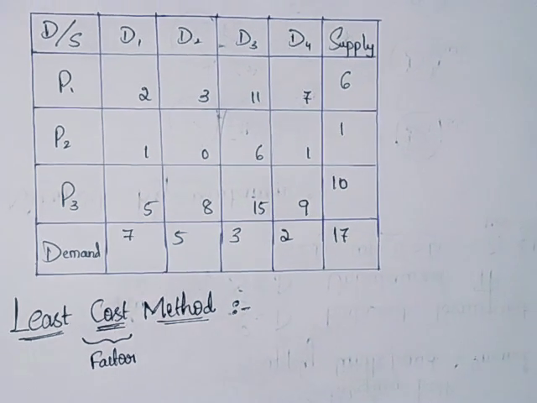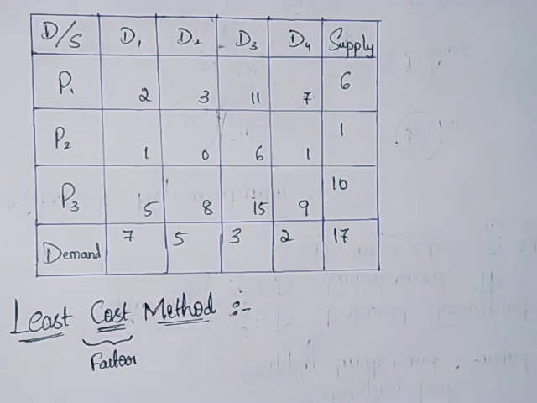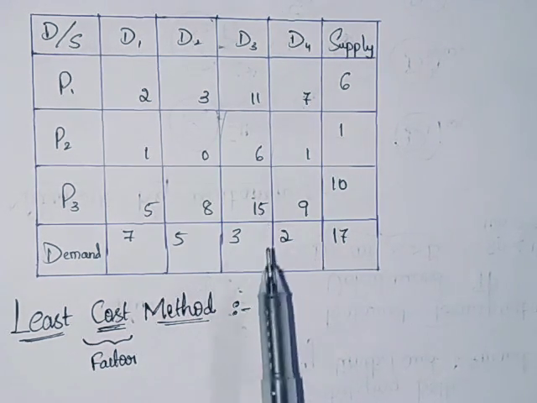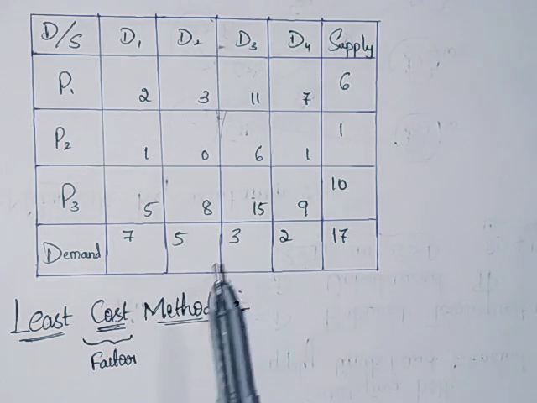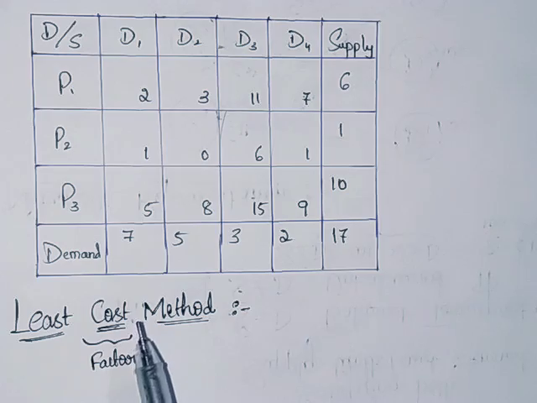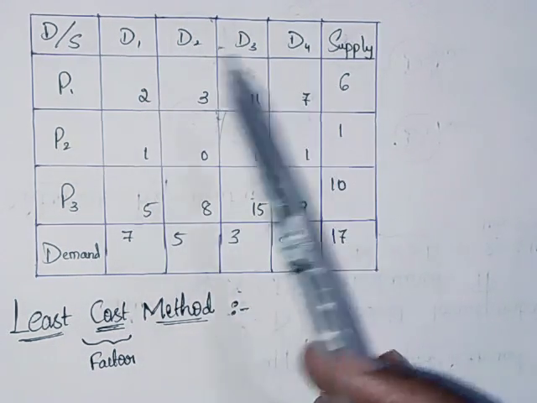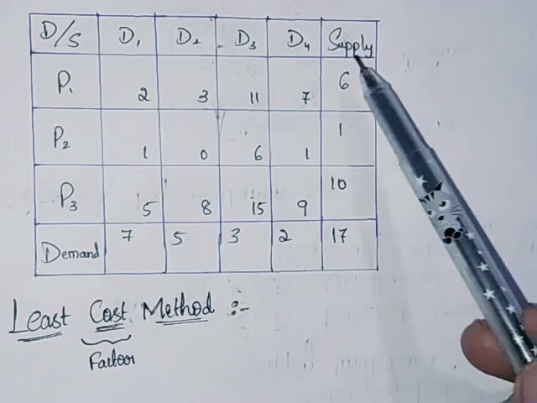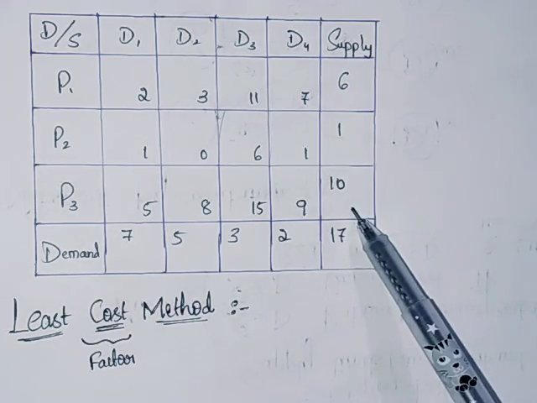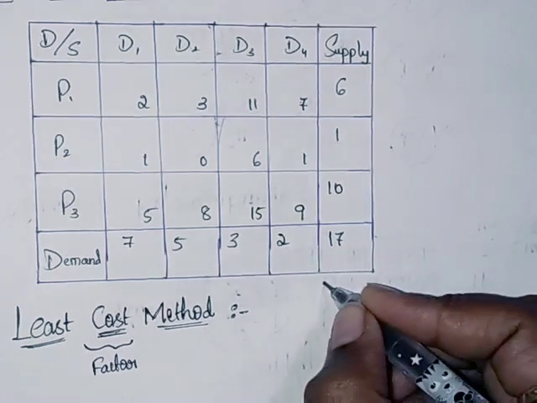Now let us understand this method using an example. I have taken the tabular representation with the same figures as in yesterday's problem: 4 destinations and 3 plants, with the demand requirements and the supply capacity of the 3 plants. Overall, this is a balanced transportation problem.